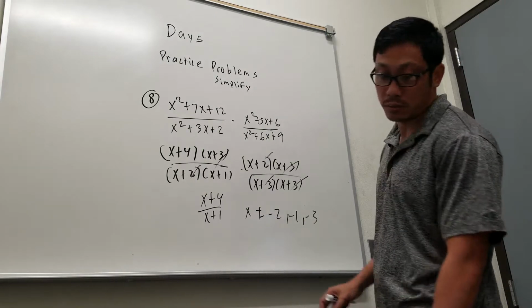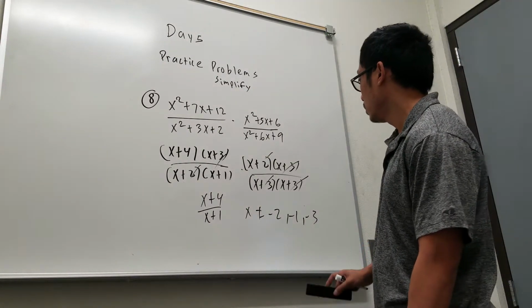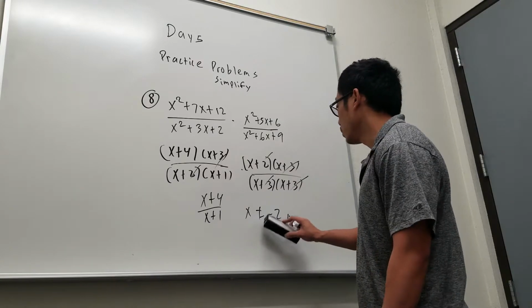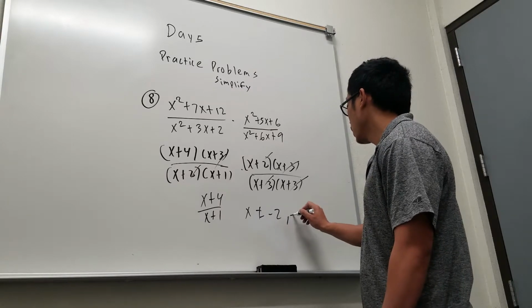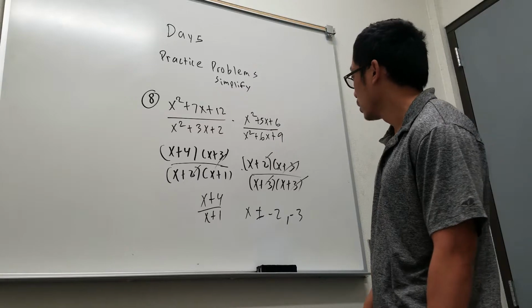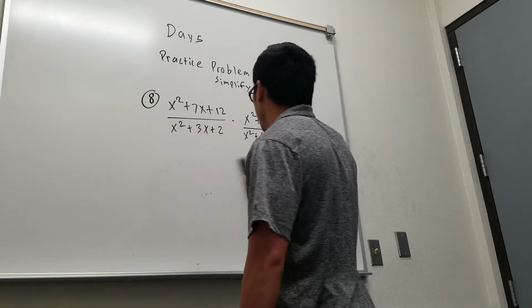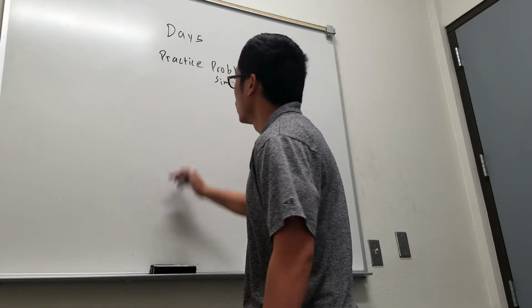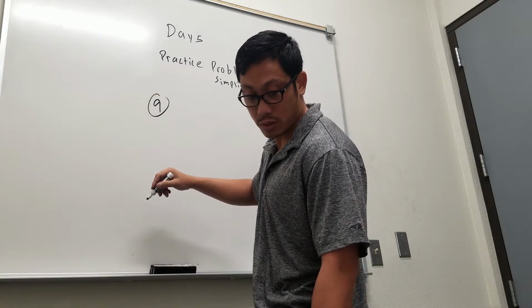And did I cancel x plus 1? I'm supposed to cancel x plus 1? No, I didn't. Why did I do that? I'm not sure. See, that's what happens when you go too fast sometimes. Negative 2 and negative 3. Okay, so that's 8. Let's do one more. So 9, this is the last one.